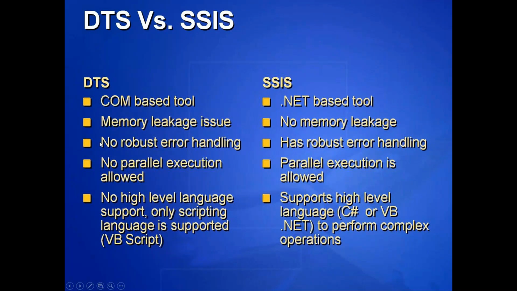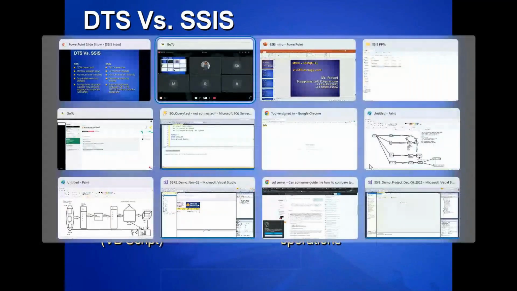In DTS no parallel execution is allowed, while in SSIS parallel execution is allowed. So what is the meaning of this parallel execution? It is a very beautiful concept. Parallel execution is not allowed in this, and parallel execution is allowed in this. That means, let me open.